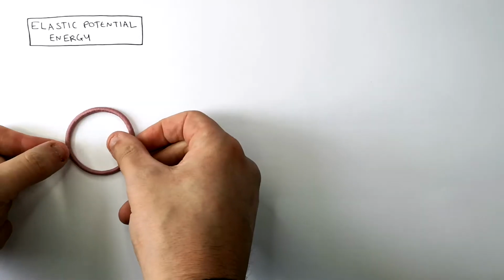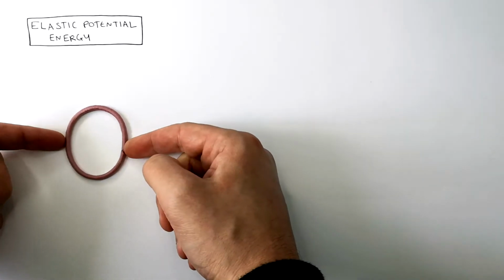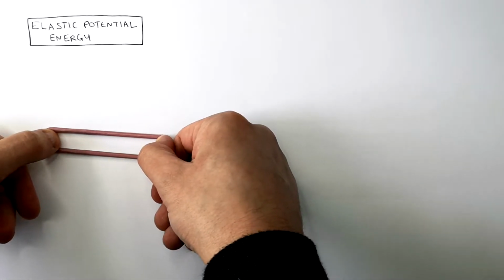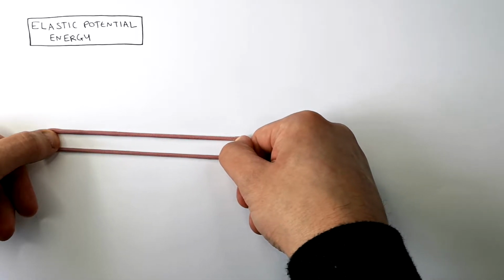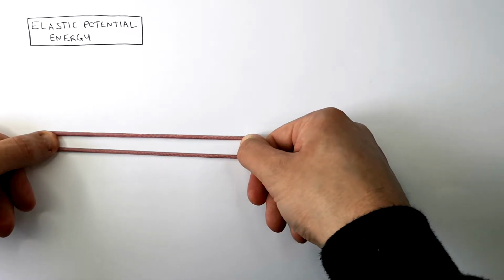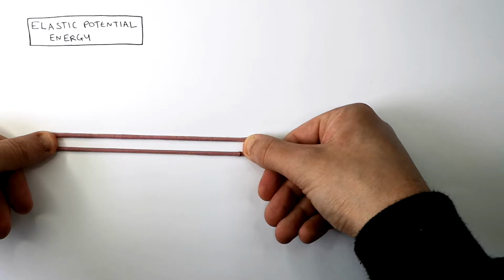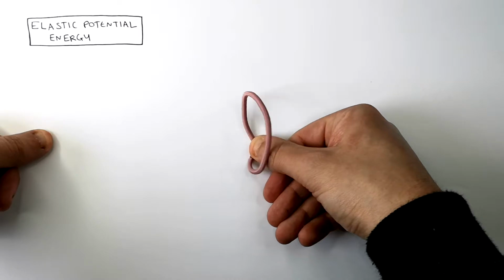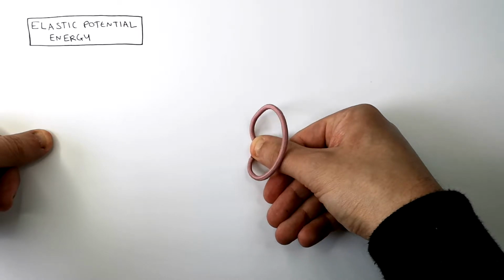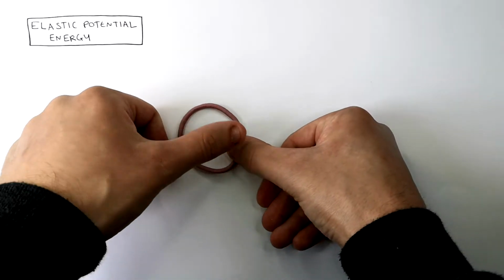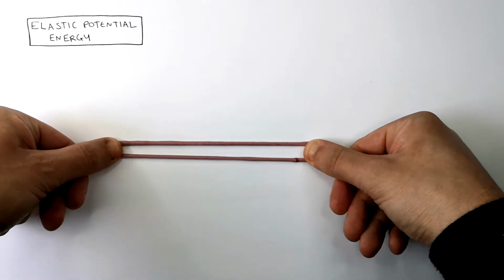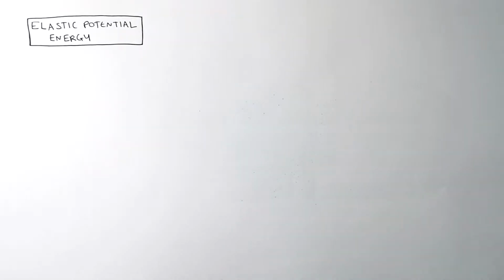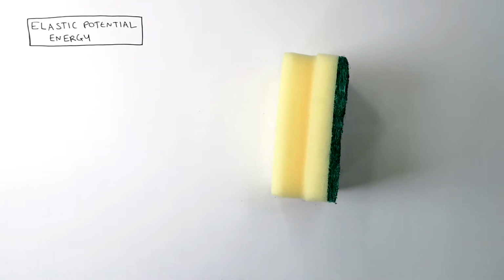This hairband currently has no energy in its elastic potential energy store. However, when I stretch it, I have now transferred energy from my chemical store to the elastic potential energy store of the hairband. We can see that there's energy in the elastic potential energy store because when I let go, the hairband is going to move. That is because the energy from the elastic potential energy store of the elastic band is being transferred to kinetic energy. So energy isn't just stored in the elastic potential energy store when you stretch something.